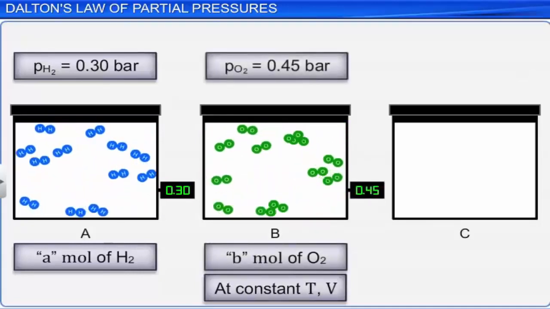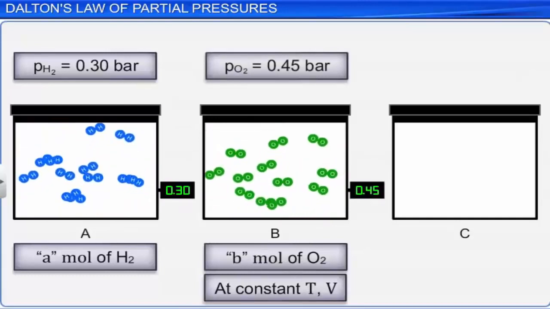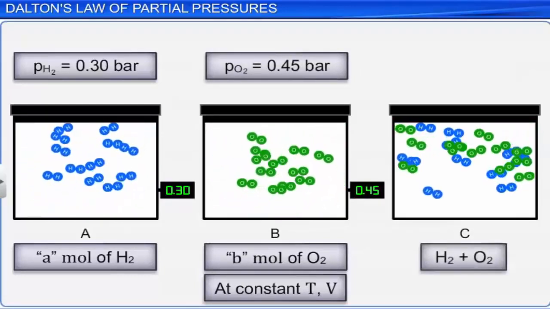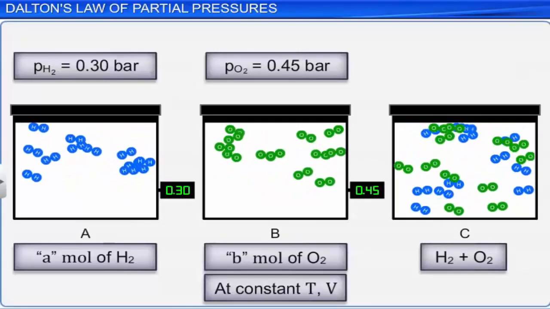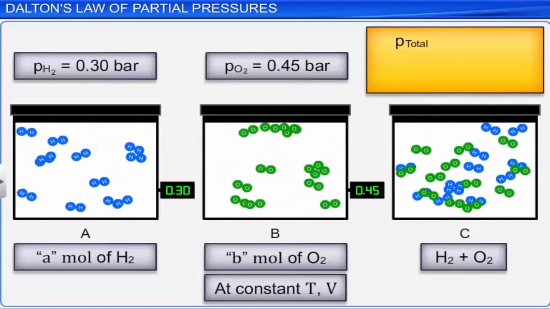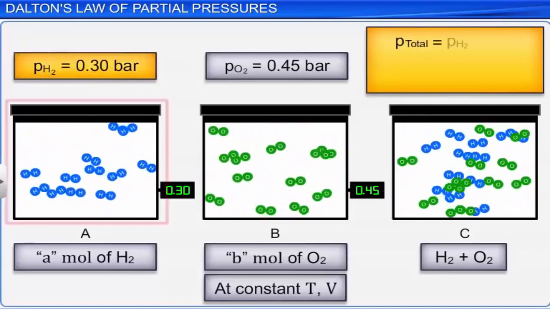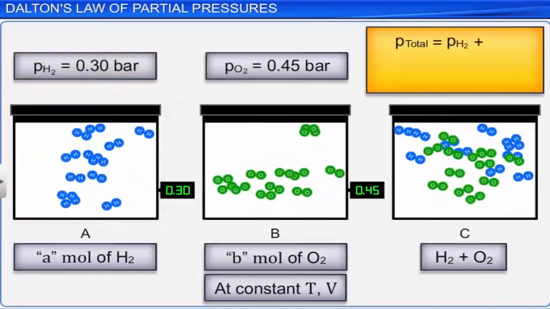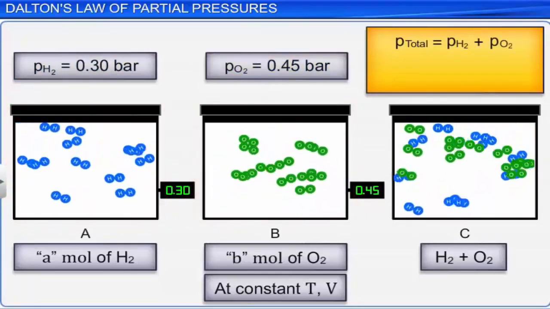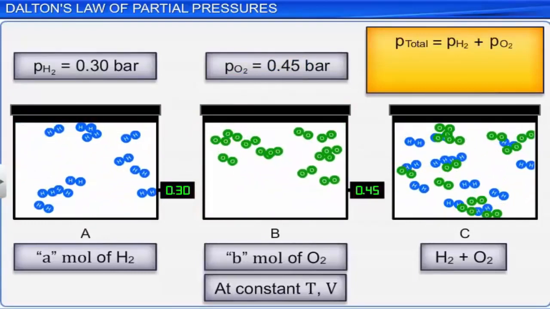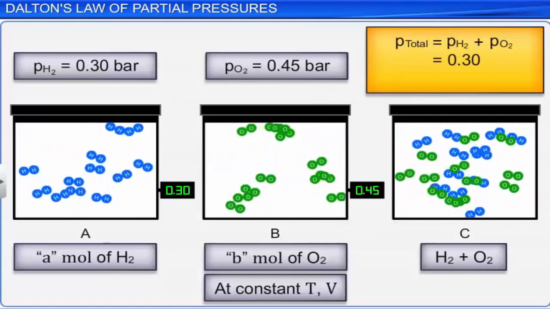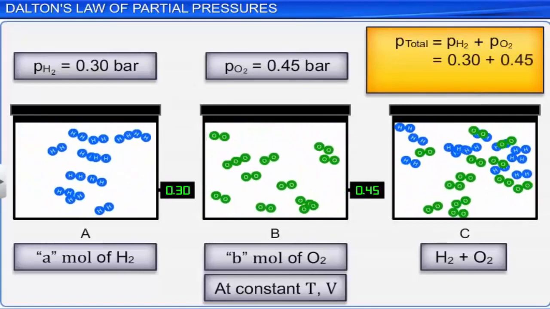Now, if we put both hydrogen and oxygen gases in the third vessel, the total pressure exerted by hydrogen and oxygen in the third vessel would be the partial pressure of hydrogen plus the partial pressure of oxygen. That is, the total pressure P total is equal to 0.30 bar plus 0.45 bar, which is equal to 0.75 bar.